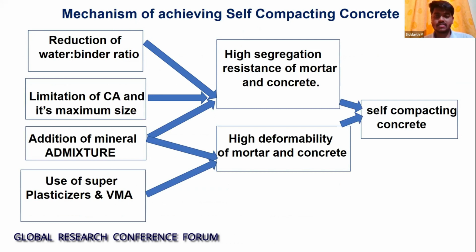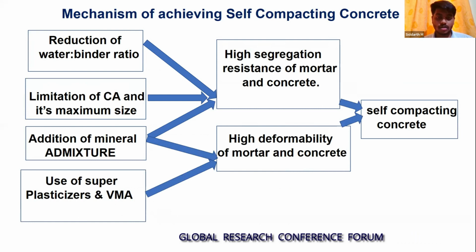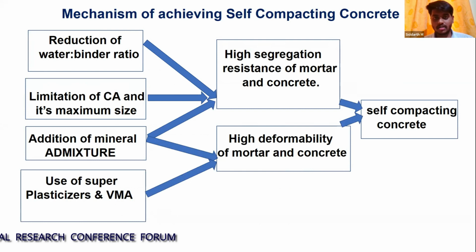Mechanisms of achieving self-compacting concrete are reduction of water binder ratio, limitation of coarse aggregate and its maximum size, addition of mineral admixtures, and use of superplasticizers and viscosity modifying agents. It helps in high segregation resistance of mortar and concrete, and in high deformability of mortar and concrete.